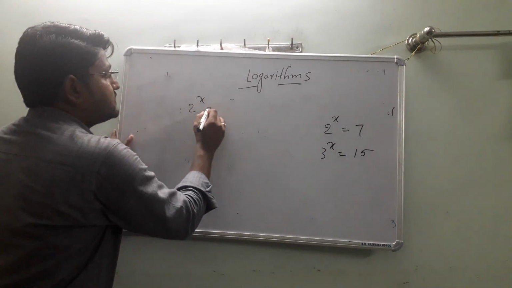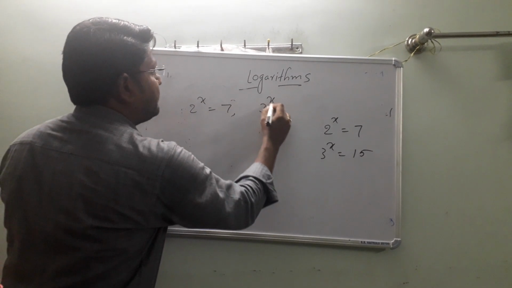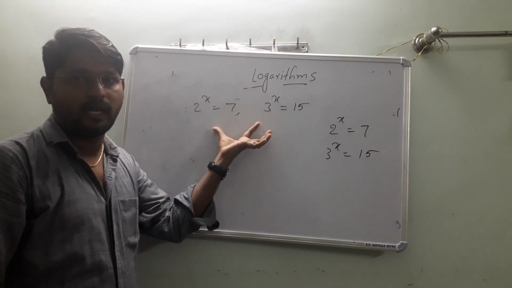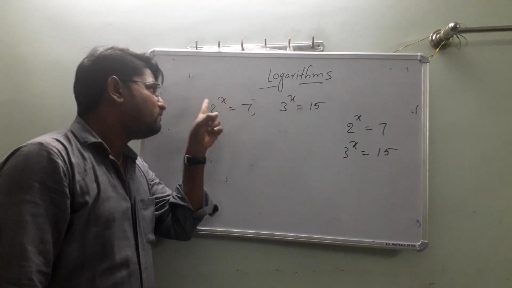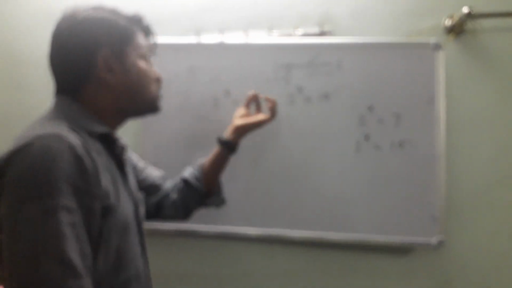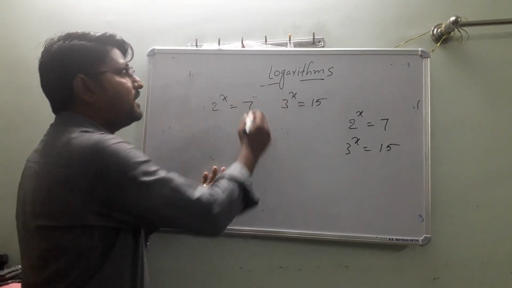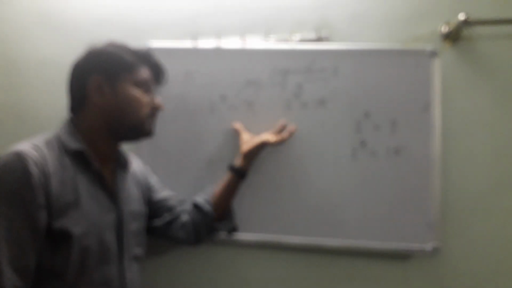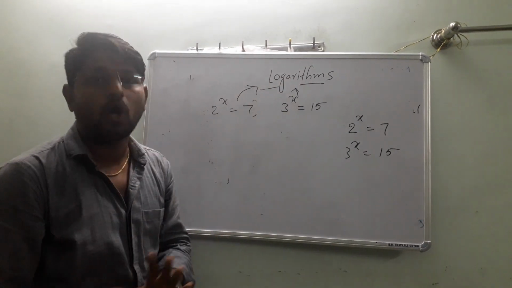So 2 power x is equal to 7 and 3 power x is equal to 15. These two, you don't know how to calculate. Compulsory you don't know. For example, substitute 1 or 2 or negative one or a fraction value, you will not get 7, you will not get 15. So solve these type of problems by using the logarithms chapter. Very important. Solve these type of problems by using logarithms.